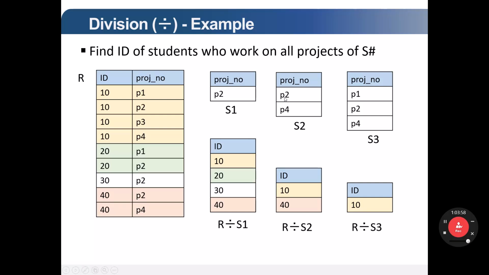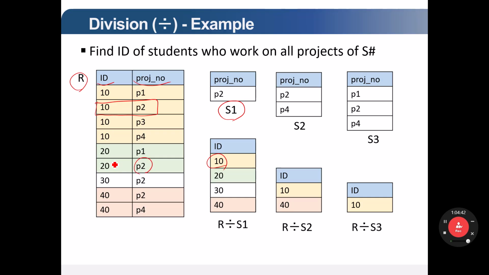So here is another example. Suppose we have a table R that has a student ID and the project numbers that students are working on. And we have another table that contains only project numbers. So if this is the divisor, then what will be the output? The answers are already given below. So you need to check which ID is associated with project P2. So 10 P2, okay, let's put 10 in the output.